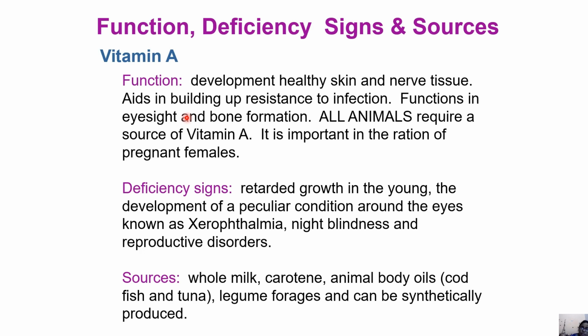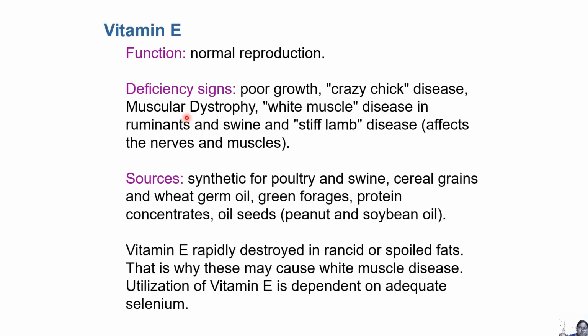So what are the function, deficiency signs, and sources of vitamin A? Function is development of healthy skin and nerve tissue. It aids in building up resistance to infection. It functions in eyesight and bone formation. All animals require a source of vitamin A. It is important in pregnant females. Deficiency is retarded growth in the young, the development of a peculiar condition around the eyes known as xerophthalmia, night blindness, and reproductive disorders. Sources can be whole milk, carotene, animal body oils, legume forages, and it can be synthetically produced.